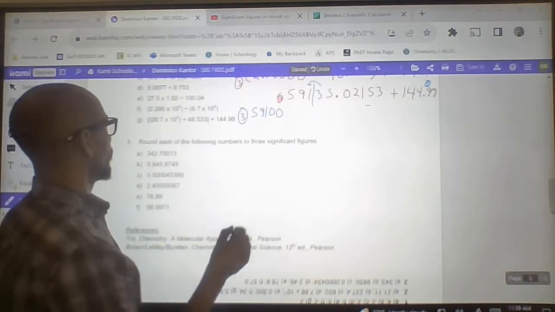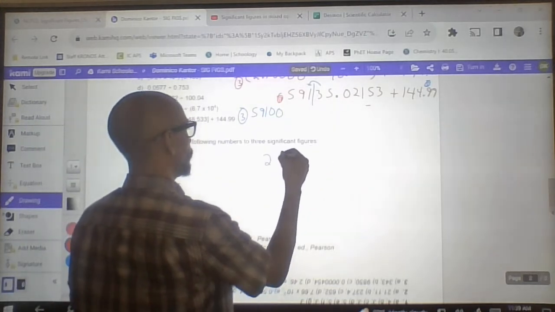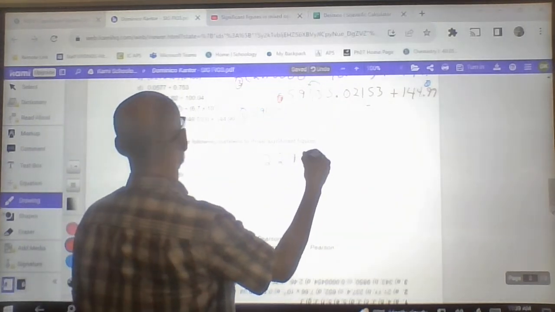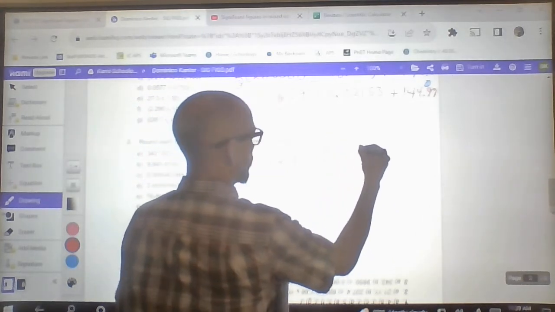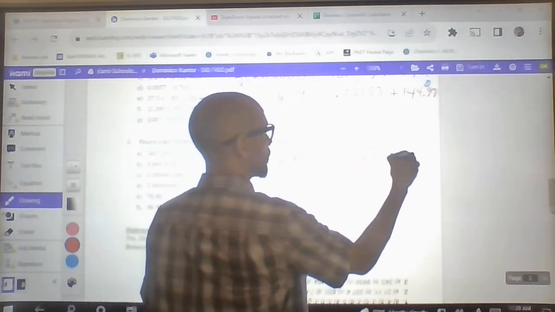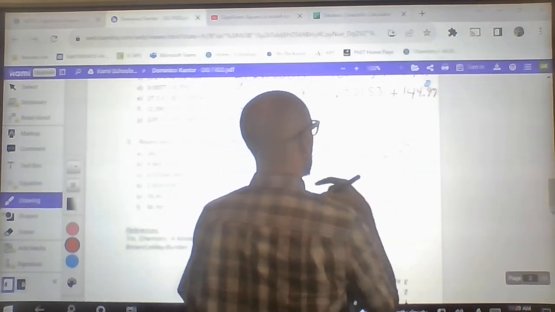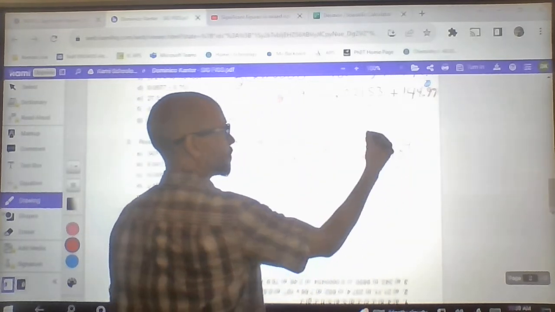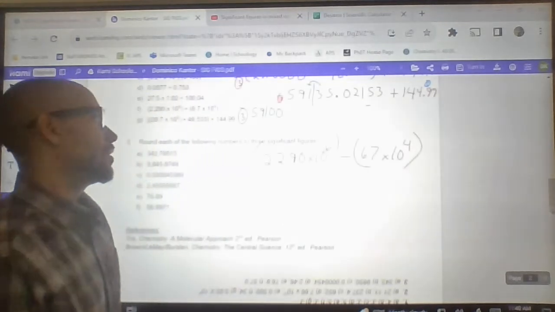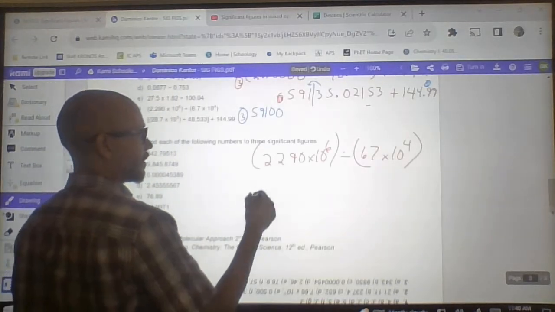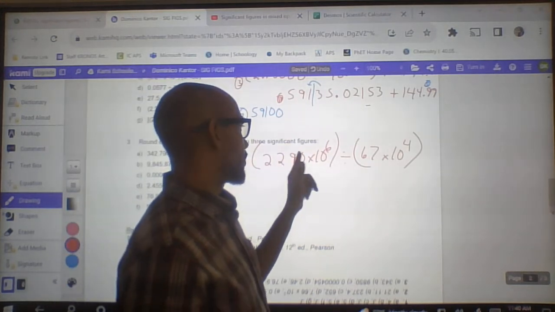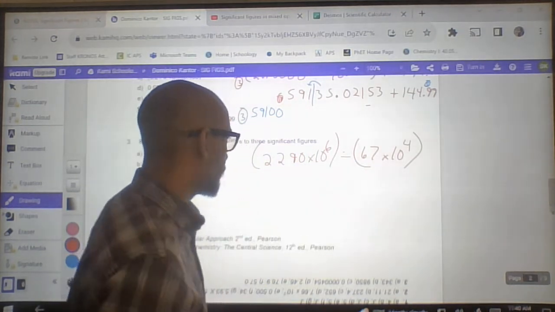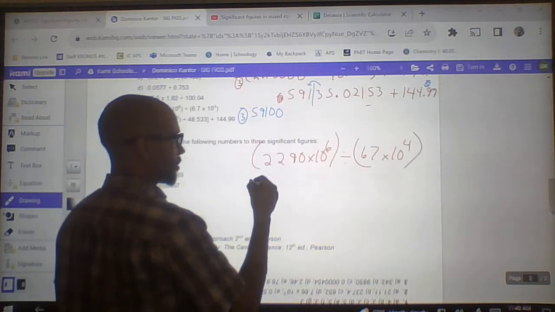All right, so for letter F, that's going to be 2.290 times 10 to the 6th divided by 6.7 times 10 to the 4th. And these were both placed in parentheses. I just like to expand it. You can not expand it and just do the values and subtract these two, but for conversation's sake, we're just going to expand.